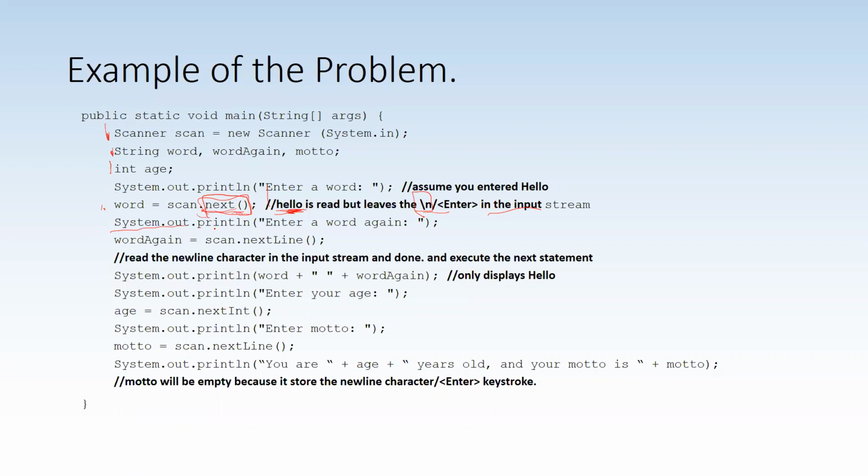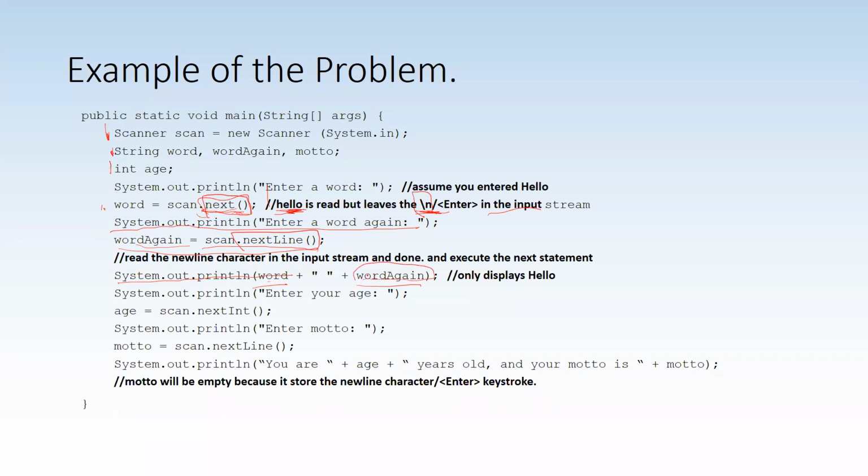And then it will display this. And then this nextLine will read the new line character in the input stream. So you would not have a chance to enter anything here, because in your input stream, there is the new line character. And nextLine will read anything including the new line character and stop. So that's why it will read the new line character. So here you will not even have a chance to do anything. Okay, just know that.